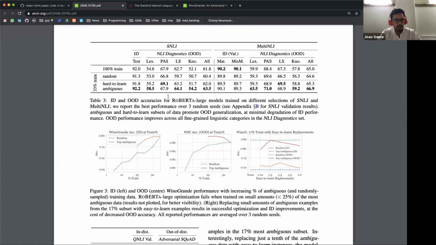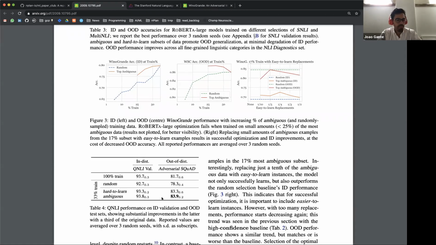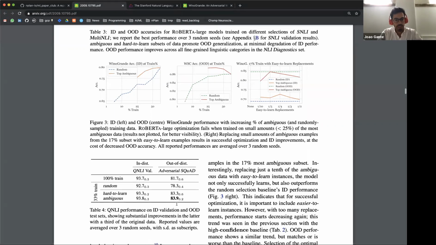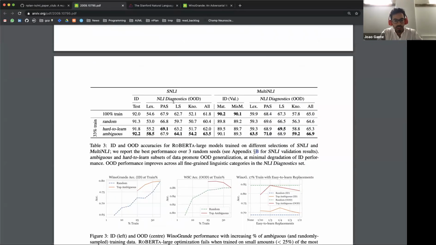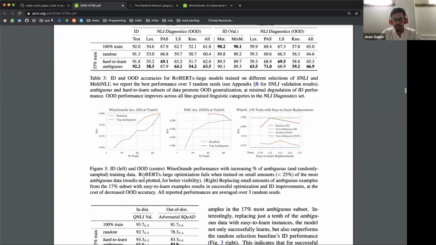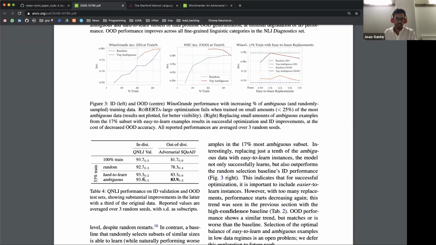In tables 3 and 4, you'll get very similar results. So if you use ambiguous samples, you'll get nearly or better performance in the in-distribution set, but necessarily better performance in the out-of-distribution set. And they do the same for the SNLI dataset here, where you get the same conclusions. Let me double check if I did not forget to mention anything.